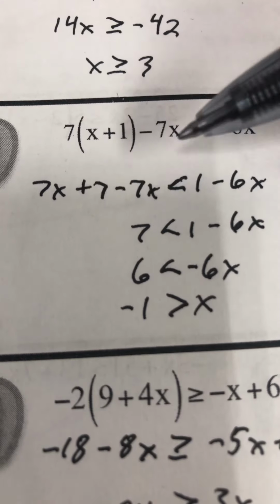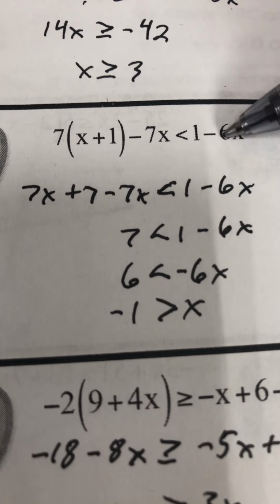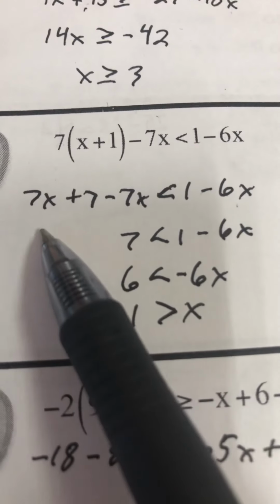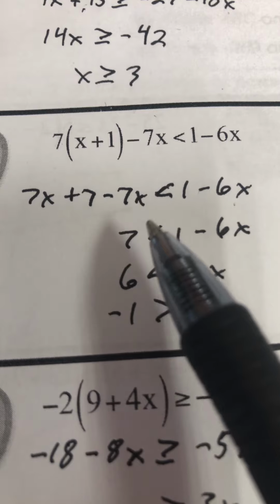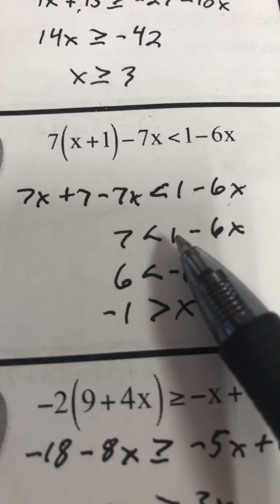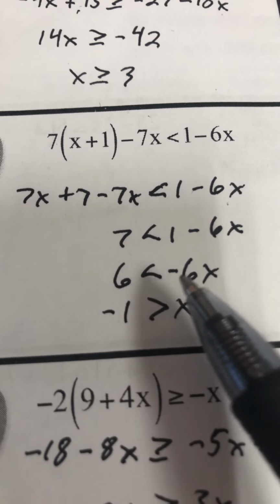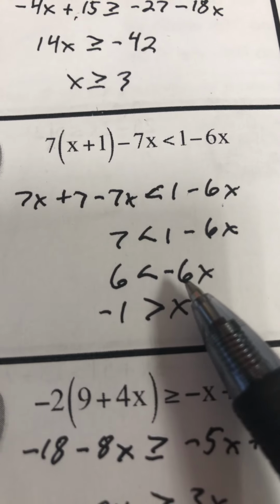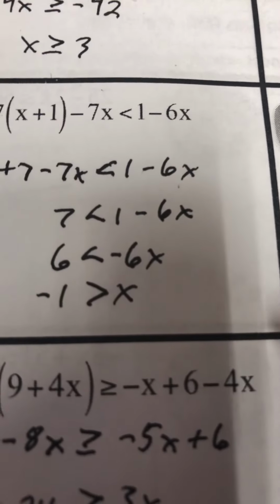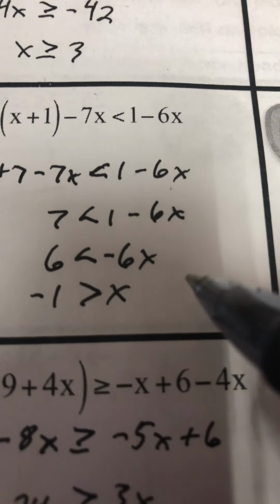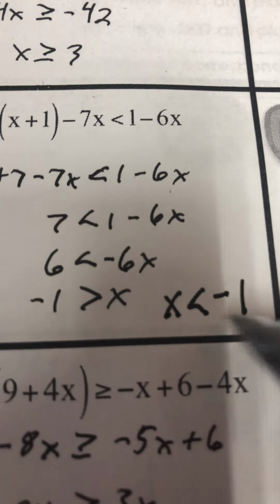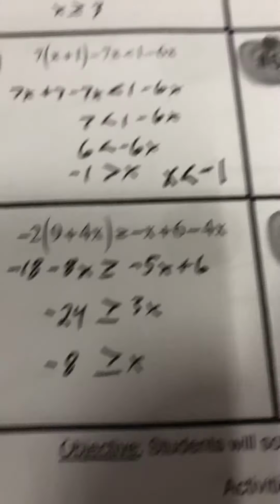7x, and then I have 7 minus 7x, 1, negative 6x. Okay, distributive property carried out. 7x minus 7x is just 0, so I'm just left with the 7 over here, and I have all this over here. I subtract 1 from both sides. Now this one I'm dividing by negative 6x. So dividing by a negative, I'm going to flip that sign. 6 divided by negative 6 is a negative 1. And if I want to write with my x first, x is less than negative 1.